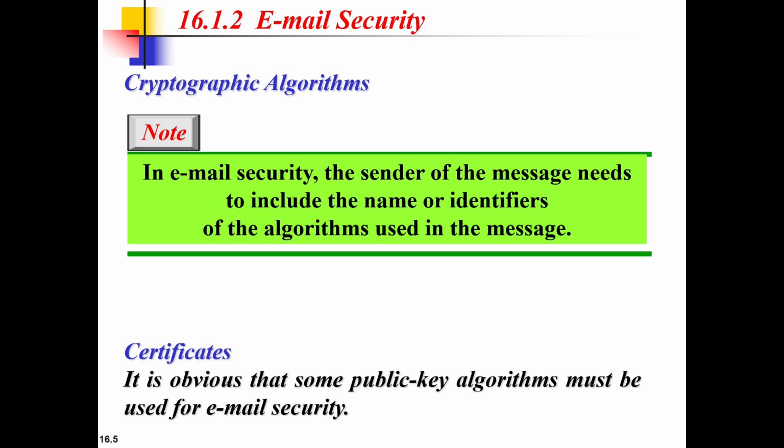Next are the certificates. It is obvious that some public key algorithms must be used for email security. For example, we need to encrypt the secret key or sign the message. To encrypt the secret key, Alice needs Bob's public key. To verify the signed message, Bob needs Alice's public key. Each email security protocol has a different method of certifying keys.